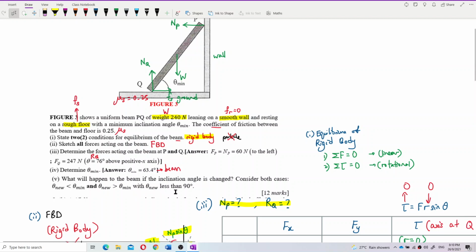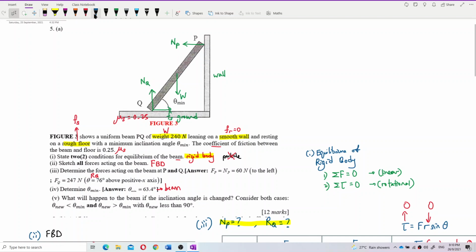Okay, but the theta must be less than 90 degrees. So what will happen to the beam? Just as you learned about friction before, it's all because of the friction here. For question 5, he already mentioned this is the theta minimum.